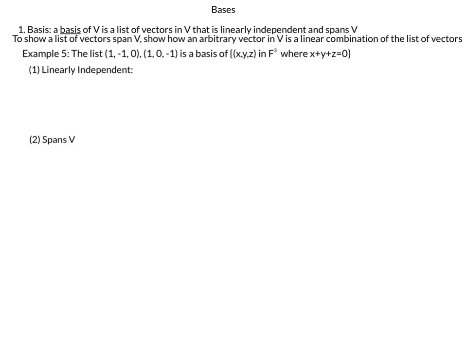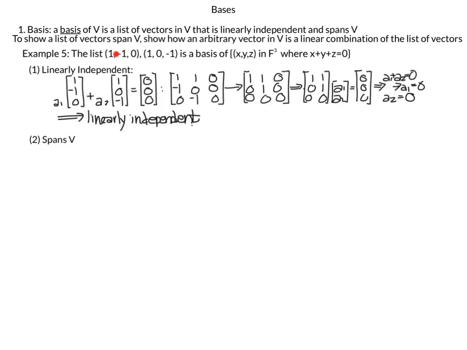Our next example is the list (1, -1, 0) and (1, 0, -1). Again, we're in R3, so there's no way this is a basis for the whole space, but (1, -1, 0), (1, 0, -1) is a basis for vectors of the form (x, y, z) in F3, where x plus y plus z equals 0. First, we're going to show the two vectors are linearly independent, so we have a scalar times our first vector, (1, -1, 0), plus a scalar times our second vector, (1, 0, -1), equals our zero vector.